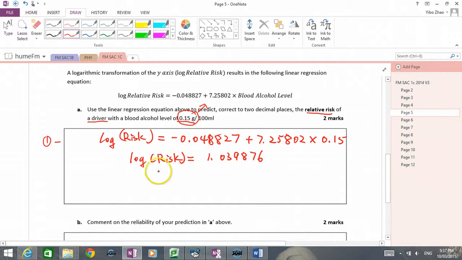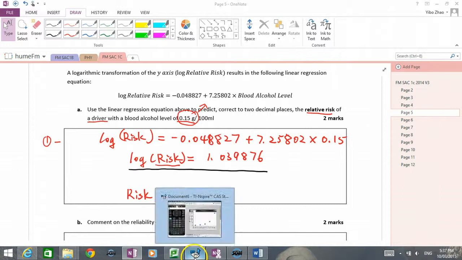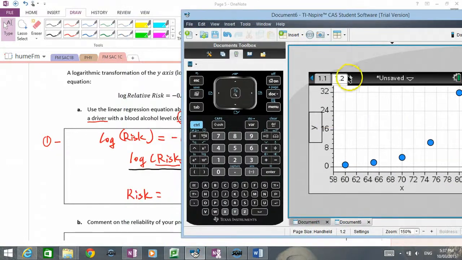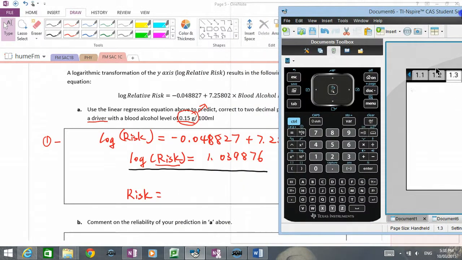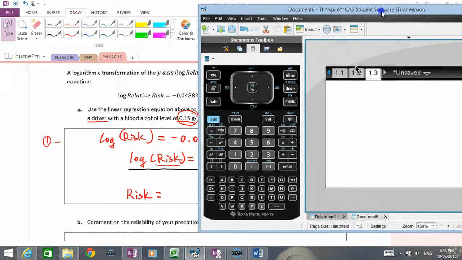Now we need to find risk. 1.039, the number there, is log of the risk. We need to find the risk by itself. So what we do is, I would use my calculator. And just remember, there are plenty of ways of doing this question, and my way is just one of them.